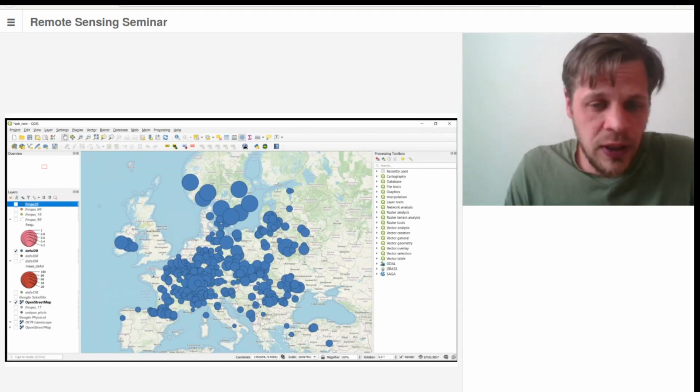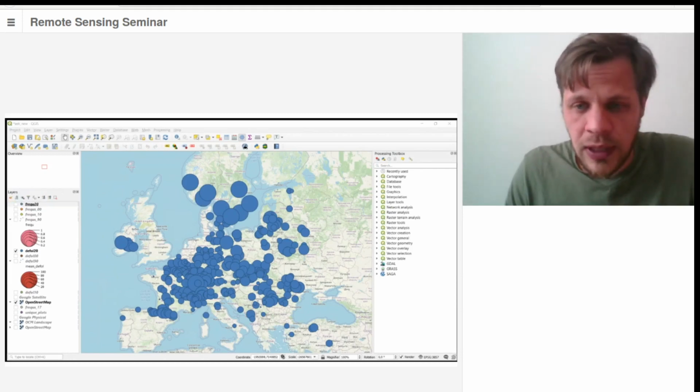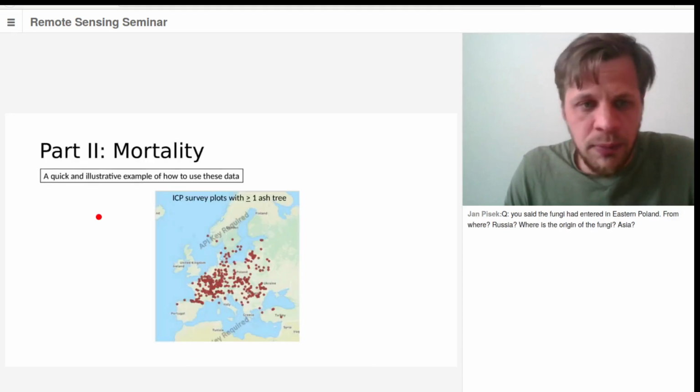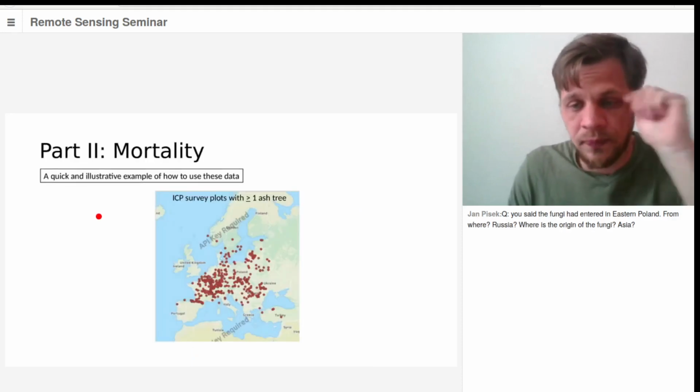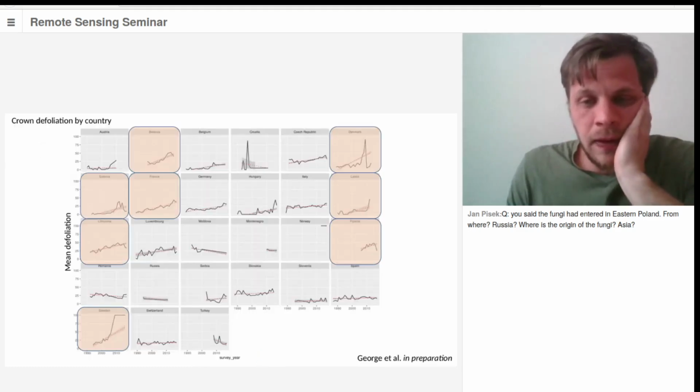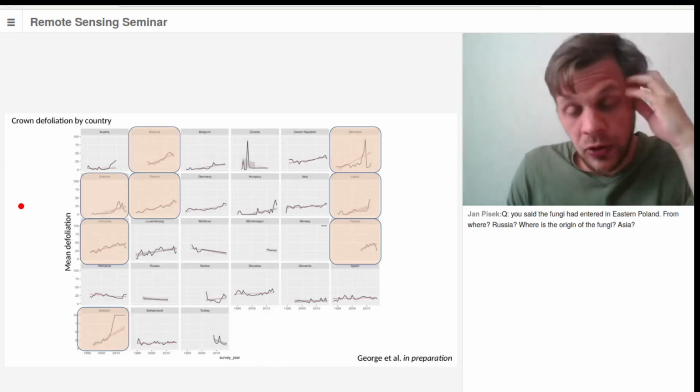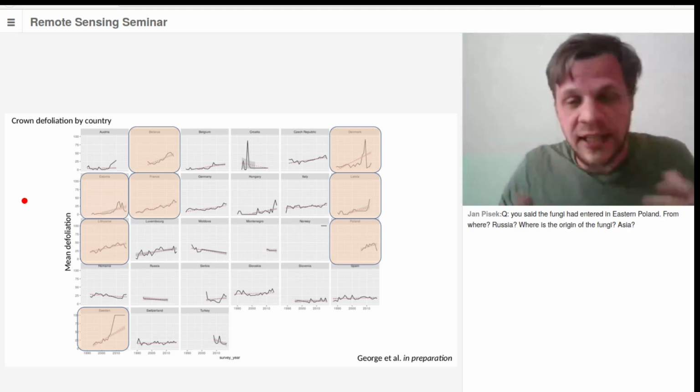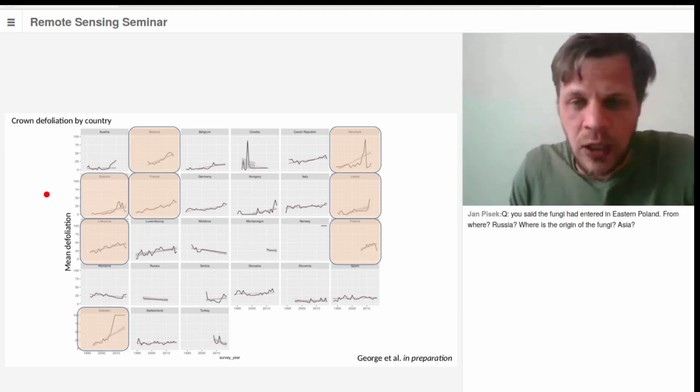Okay, so this was just to show you how you can visualize this kind of data quickly. And now I stop sharing my screen and come back to the presentation. Yes, and then you can break the data down into the single countries, which I show you here.